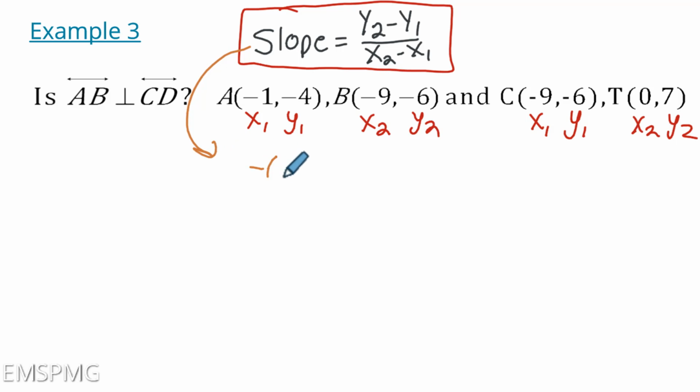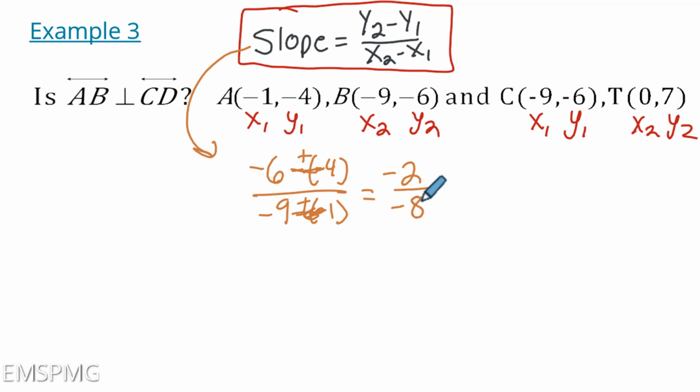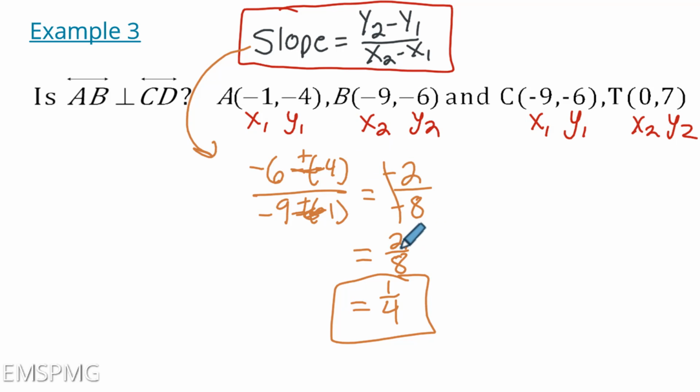So we got -6 minus -4 over -9 minus -1. And then that's going to equal -6, this becomes a positive, so that would be -2. And then this would become a positive, so that becomes -8. So we got -2/-8, and then if we reduce that, that becomes 1/4. Okay, so that's the slope of this first one. I'm just going to speed through and do this side real quick.